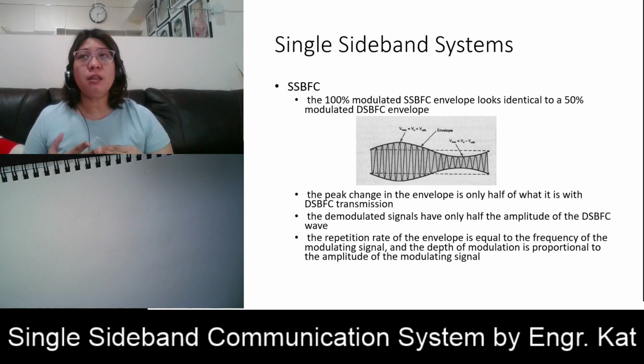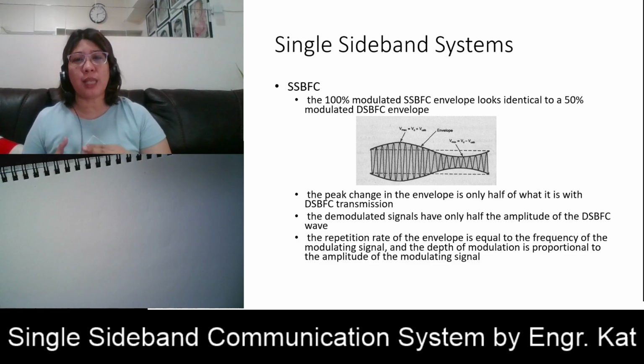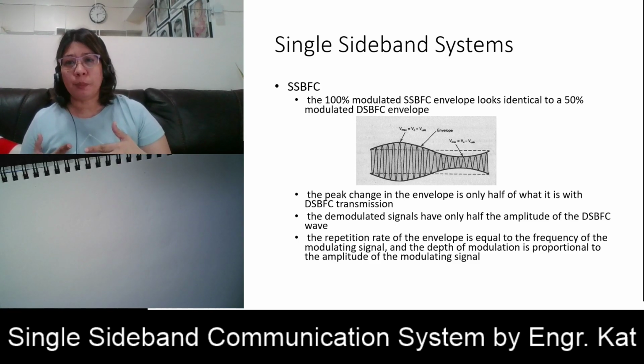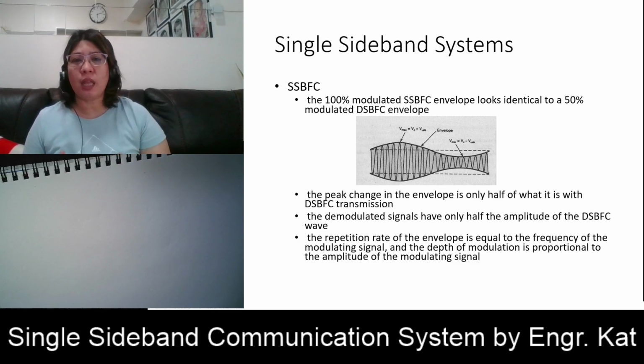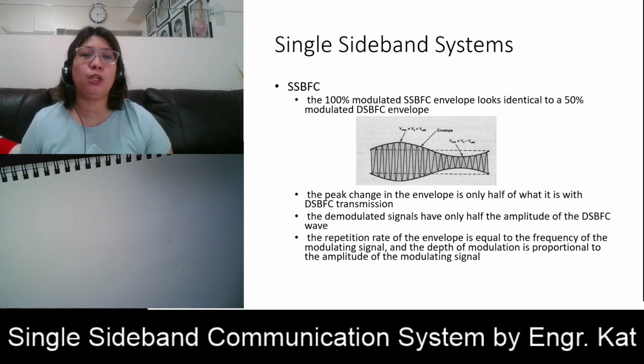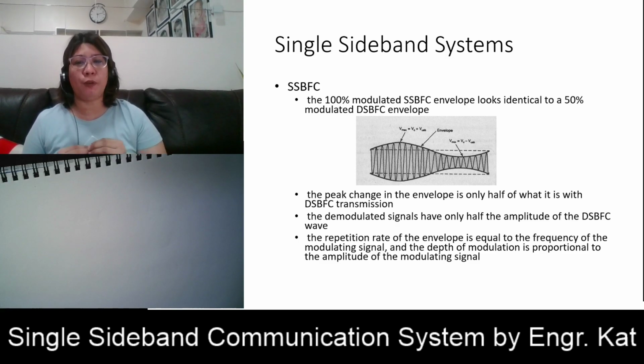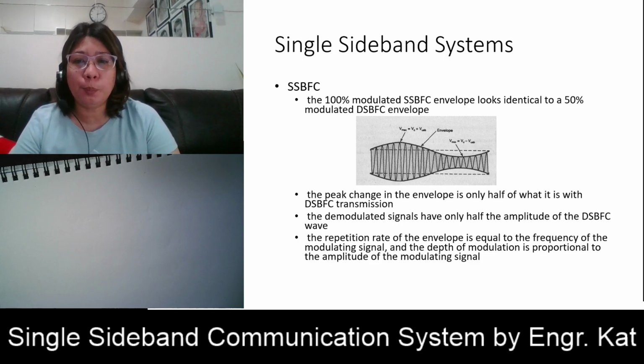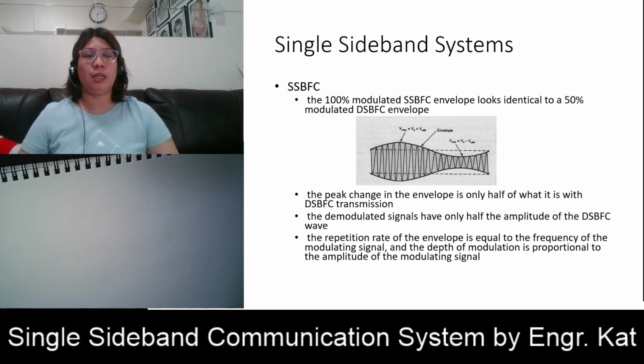Okay, so for single sideband full carrier, only one sideband is present. So it's either upper or lower. Therefore, the peak change in the envelope is only half of what it is with the conventional transmission. Okay? So the demodulated signals have only half the amplitude of the double sideband frequency wave. So the repetition rate of the envelope is equal to the frequency of the modulating signal, and the depth of modulation is proportional to the amplitude of the modulating signal.